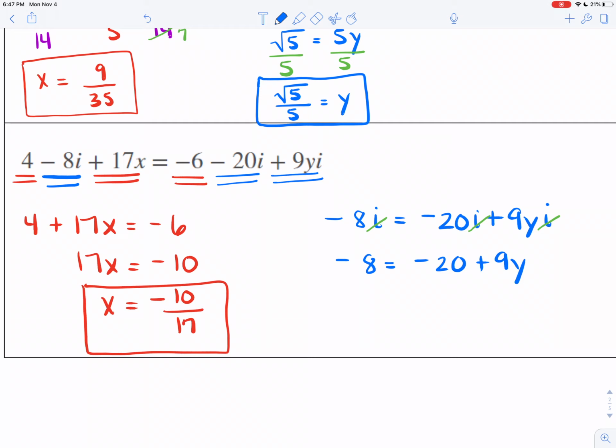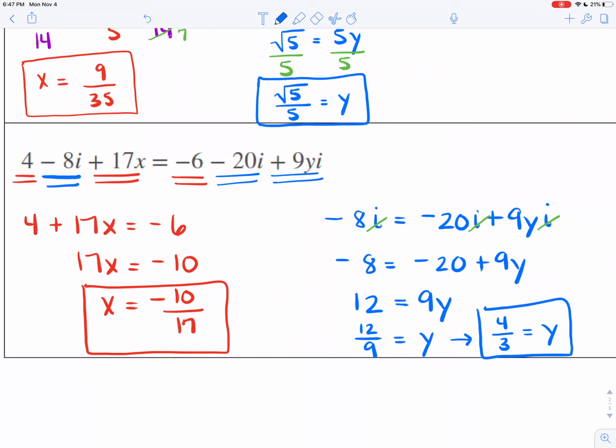If I add 20 to both sides, I'm looking at a positive 12 is equal to 9y, and then I divide both sides by 9, and I would have 12 over 9 is equal to y. If we reduce that fraction, dividing top and bottom by 3, I would get that y is equal to 4/3.